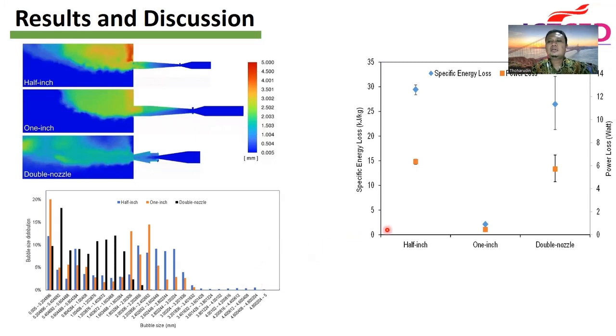However, our proposed double nozzle Venturi bubble generator has a fluctuation in the flow, so the specific energy loss is very high. So even though the average value is below that of the half-inch Venturi bubble generator, the deviation is very high, from below to above the value of the half-inch Venturi bubble generator.